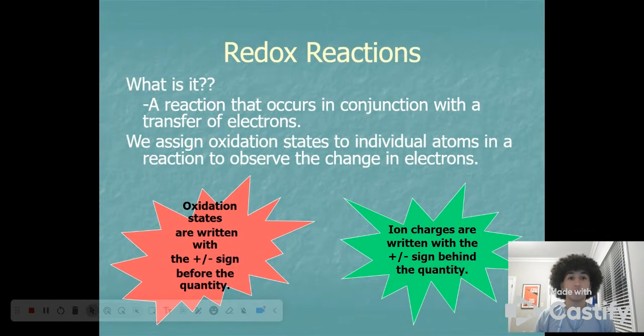This is part 4, our final video for chapter 1, and today we're tackling the big one: redox reactions, reduction and oxidation. These are reactions where electrons are physically transferred from one atom to another.